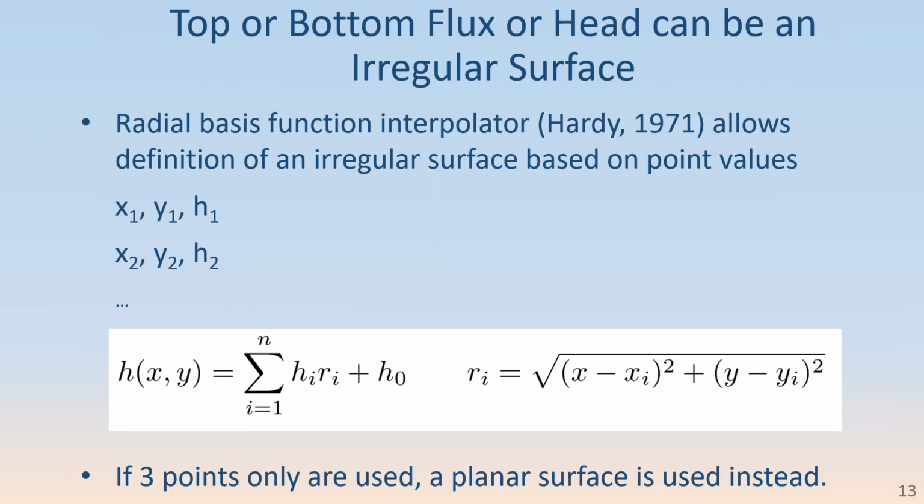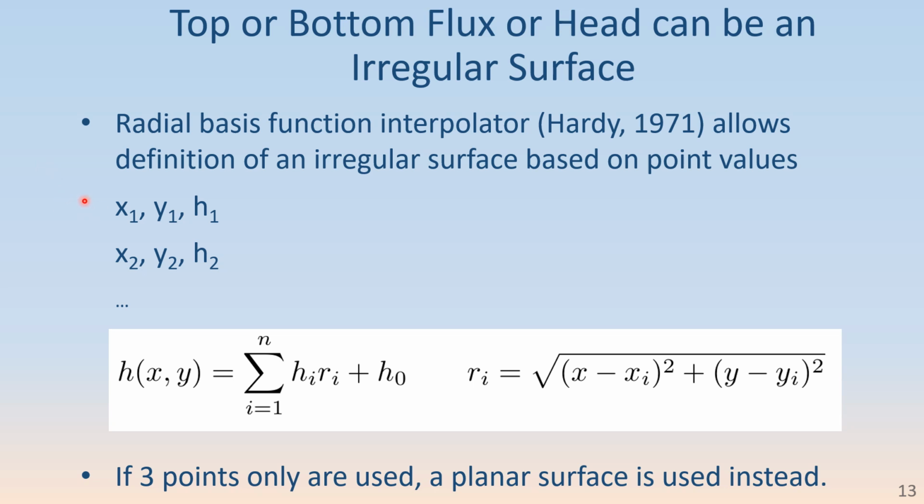In Anaqsim, the top or bottom condition, either a flux or a head, in the case of a head-dependent flux, is usually specified as a constant number over the area of a domain or of a polygon within the domain, but it can also be an irregular surface where the flux rate, for example, would vary with position in the domain or within the polygon. And to do that, Anaqsim uses a radial basis function interpolator that Hardy in 1971 created, and I think his main application at that point was for contouring point data to make contour maps. But it's a good algorithm and it works well, and it's implemented in Anaqsim.